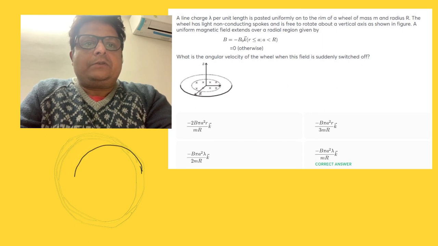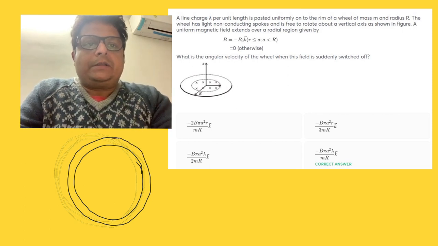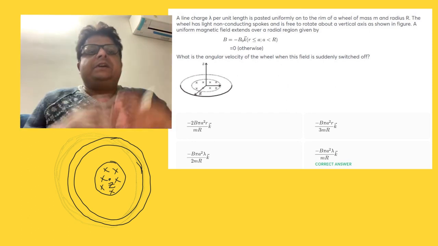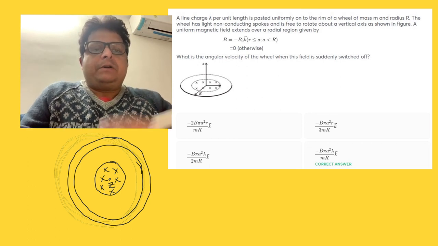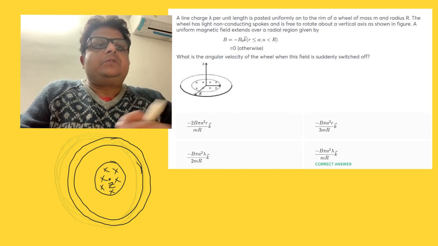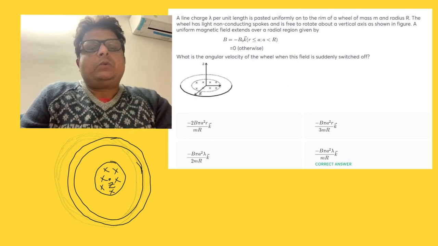So I'll again draw the wheel like this, and inside is the magnetic field. I'm looking from here, so the z axis is a dot. This magnetic flux is going into the plane of this paper or the disk. So as it is going into the plane, it is suddenly switched off. Suppose it decreases, what will happen?